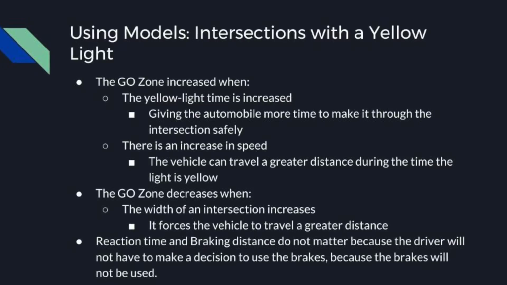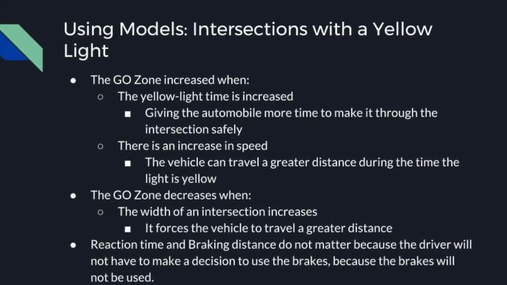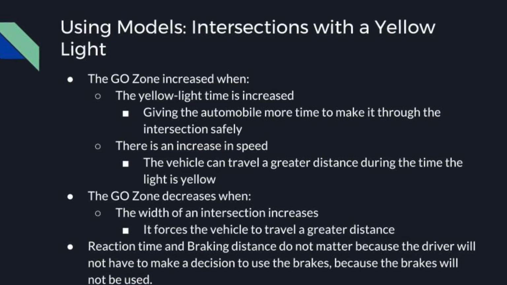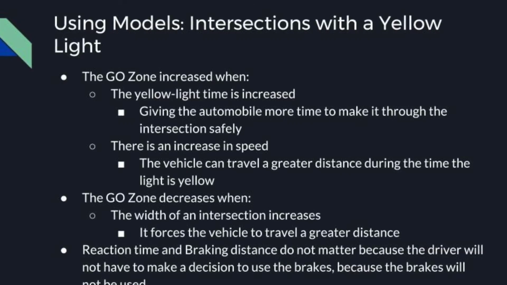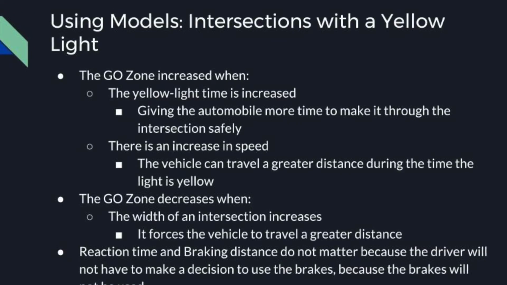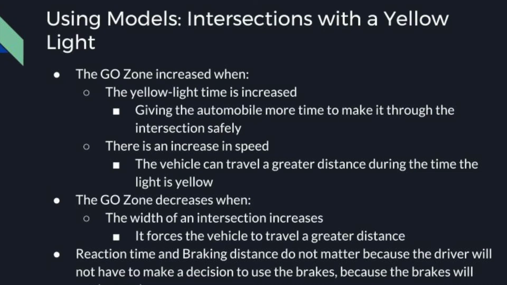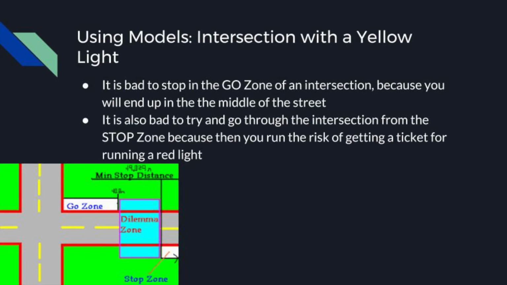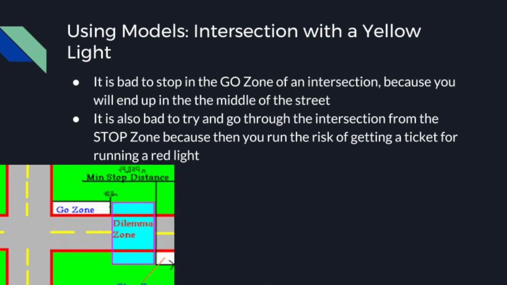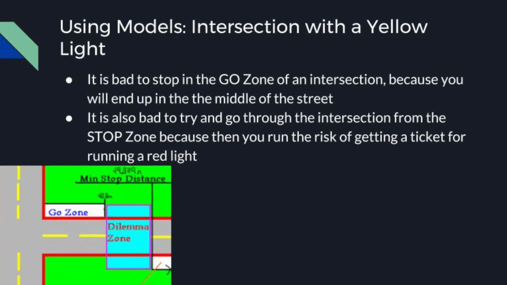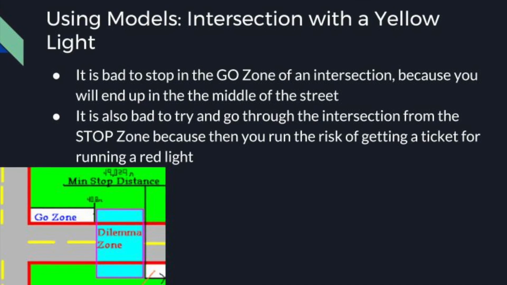It is also increased when there is an increase in speed. This means that the vehicle can travel a greater distance during the time that the light is yellow. The go zone decreases when the width of an intersection increases. This is because it forces the vehicle to travel a greater distance to make it through the intersection. There are two dangers of stopping in the go zone. First, you will end up in the middle of the street. Second, if you try and go through the intersection from the stop zone, you run the risk of getting a ticket for running a red light.